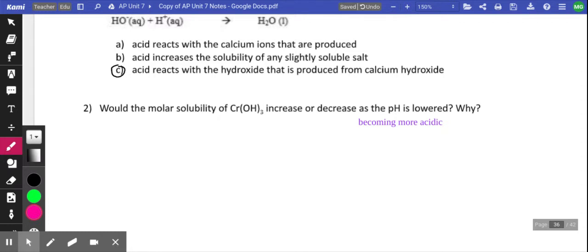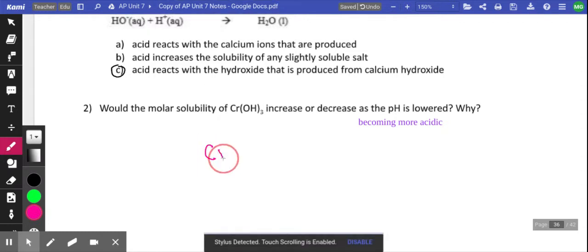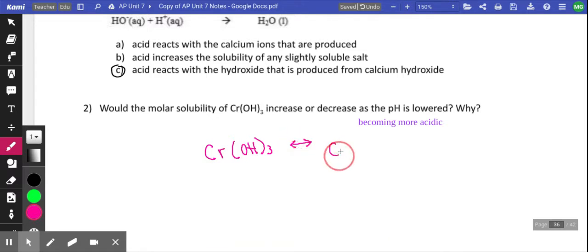Okay, so we have our CrOH3 in equilibrium with its aqueous ions, Cr3+, and OH-. So if this is becoming more acidic and we're adding H+ ions, these OH- ions are going to react with those H+ ions. That's going to pull these out of solution. So my concentration of OH- will be decreasing here.